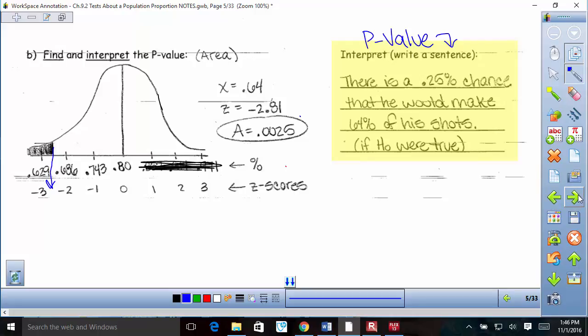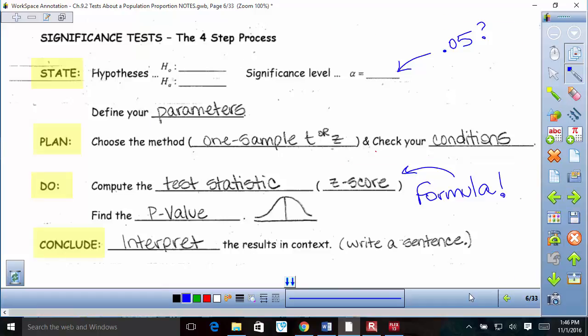All right, next problem. Flip your page. These are your 4 parts of the problem. You've done them before. A state, a plan, then the doing part of it, and then the concluding part of it.